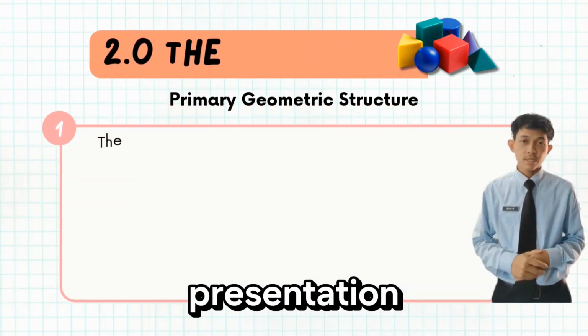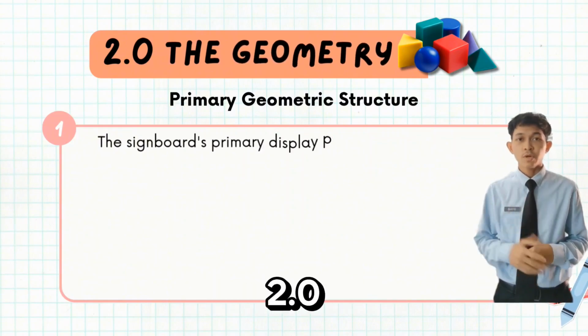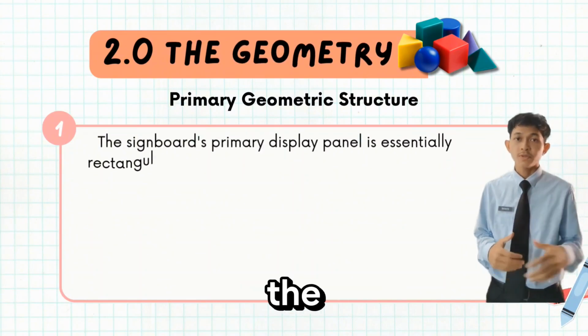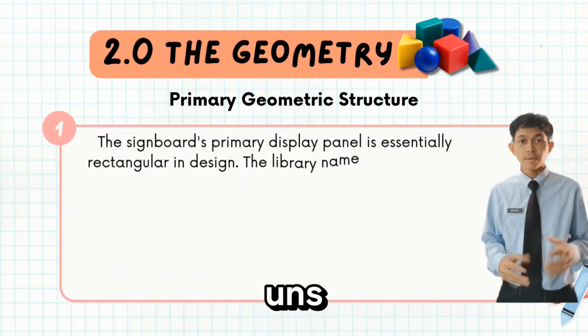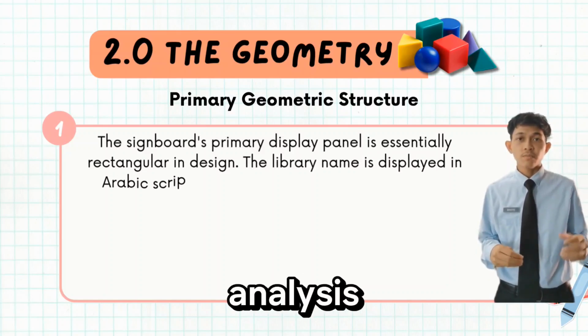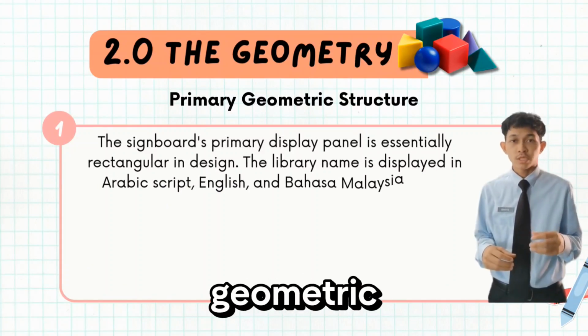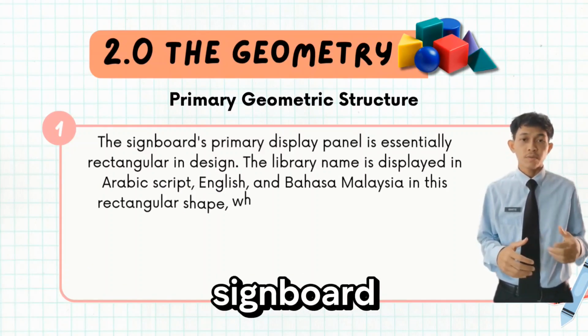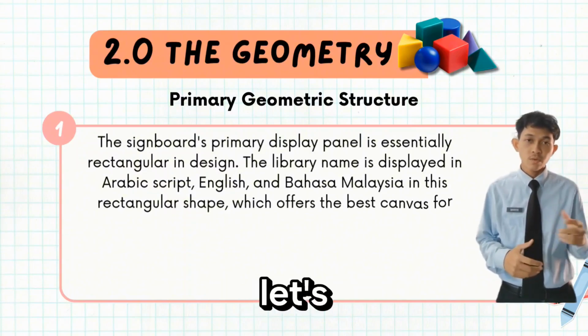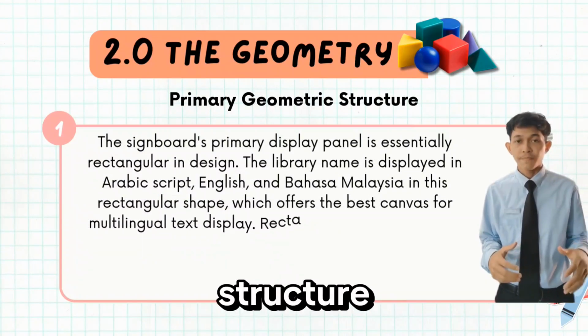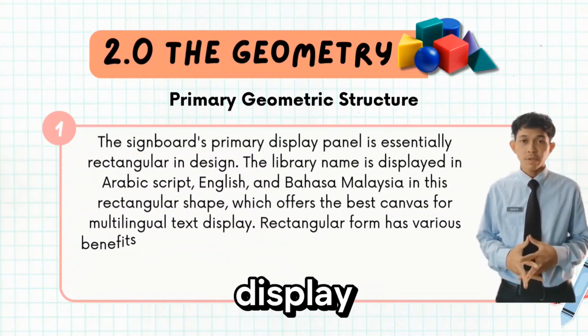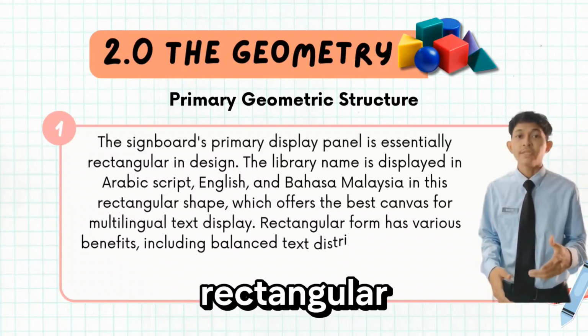Continuing our presentation, I will be explaining section 2.0, which is the geometry of the Perpustakaan Tuanku Bainun signboard. This analysis includes both the primary structure and the geometric shapes identified in the signboard's design. So let's start with the primary geometric structure. The signboard's primary display panel is essentially rectangular in design.